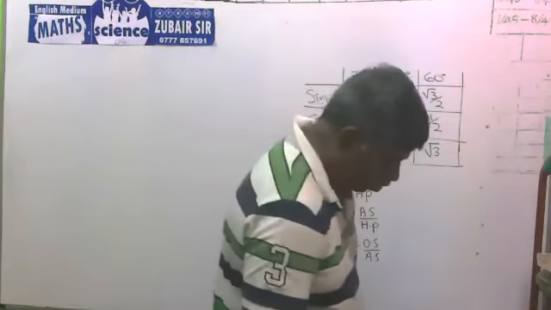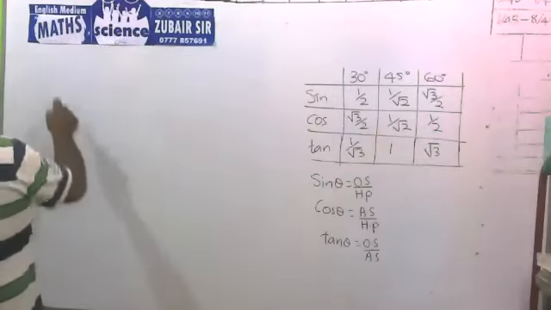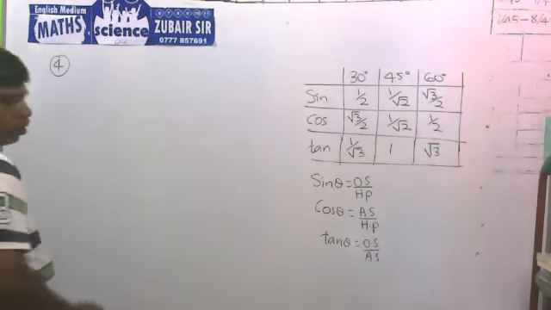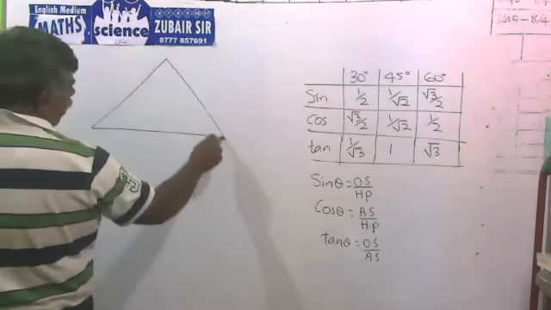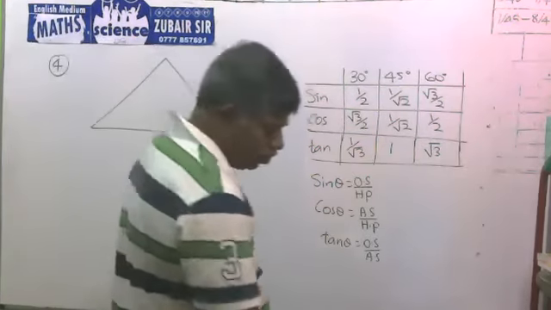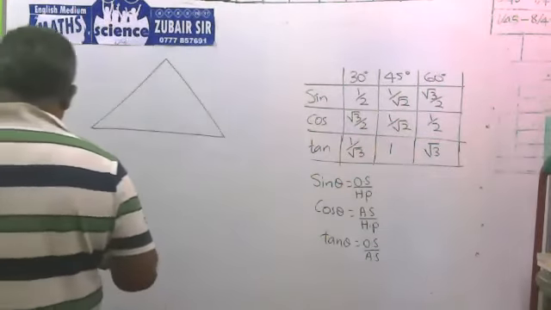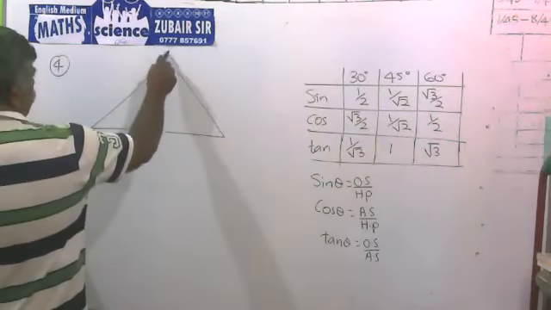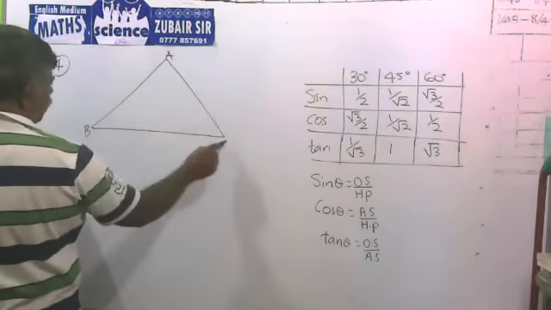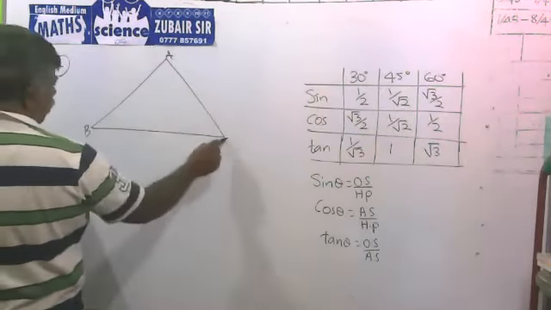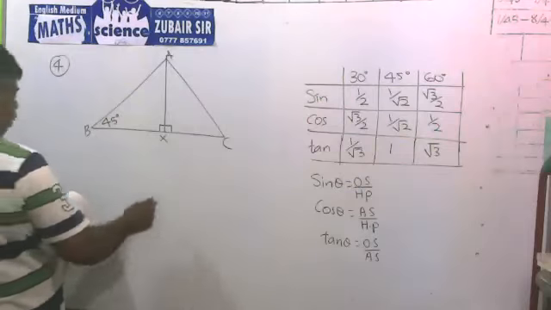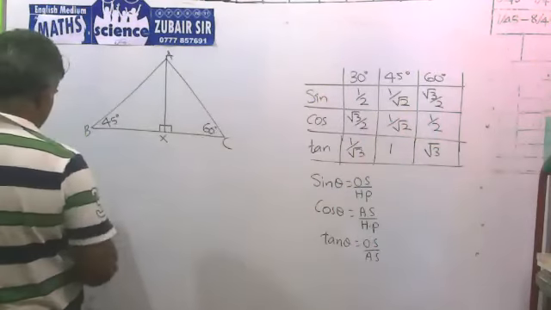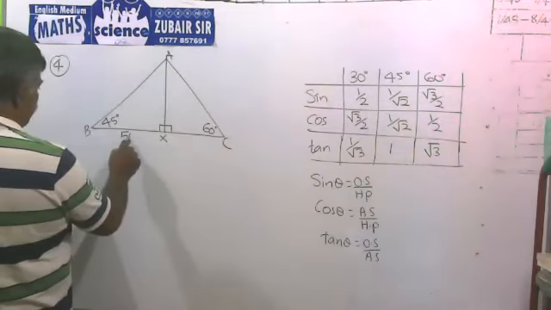Then see question number 4. One triangle is given this way as ABC. This triangle is ABC. The perpendicular is drawn like this. This base is X. This angle is 45 degree. This angle is 60 degree. Then this much is given as 5 centimeter.